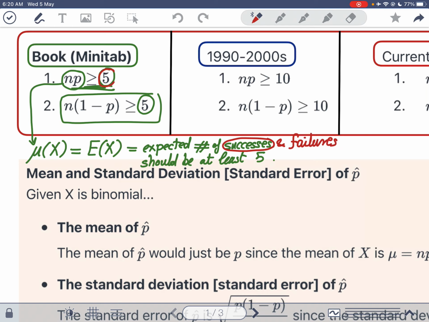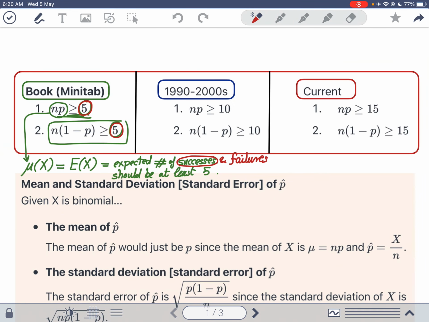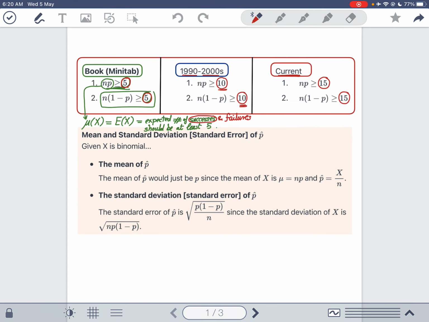So you need at least 5 successes and 5 failures in your experiment in order to be able to use the normal approximation to this binomial random variable that you started with. Now, in the 1990s and early 2000s, people started requiring this number to be higher. So they used 10. And currently, these days, there are even some researchers that use 15 as the minimum number of successes and failures. The least number of successes is 15 and the least number of failures is 15.